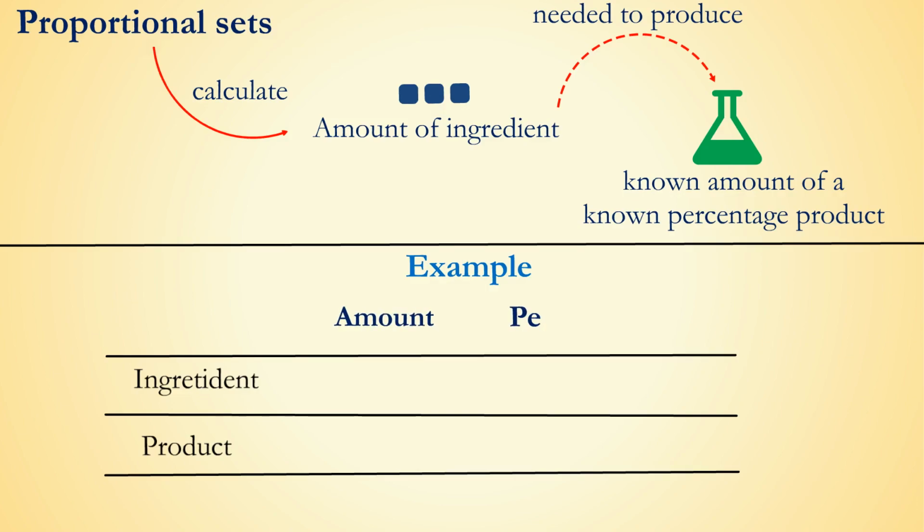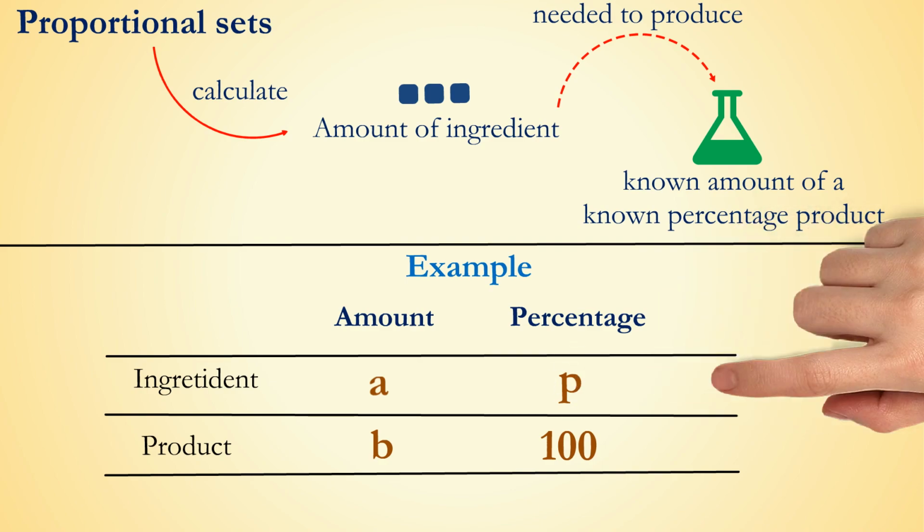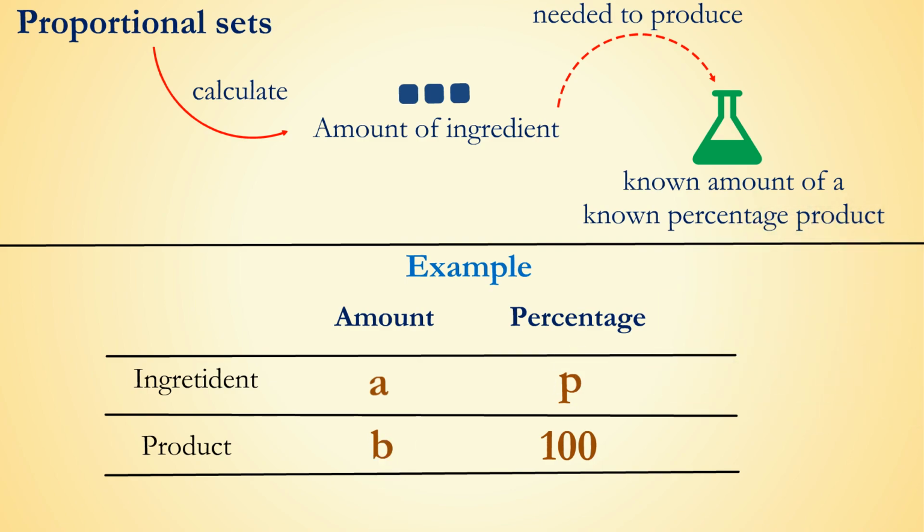For example, let us consider that we have an ingredient and a product. We will have an amount and percentage for the ingredient and product. Let the amount of ingredient and product be A and B, respectively. The percentage of ingredient be P, and we know that the product percentage is 100. Values P and B will be known and, therefore, A can be calculated.